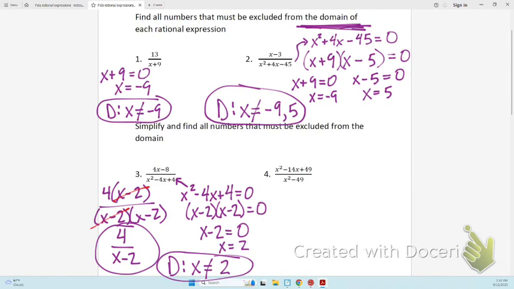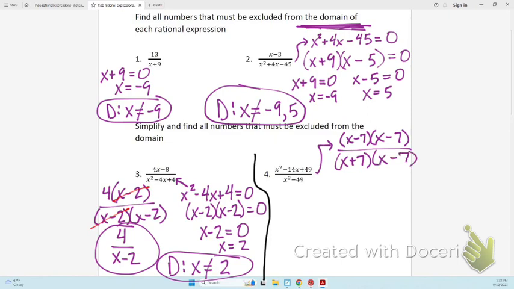Let's try this type of problem again. So number 4, I encourage you to hit pause and see if you can factor it and find the domain. But factored, we get x minus 7 over x plus 7 x minus 7. We cancel, and we end up with x minus 7 x plus 7 for an answer.